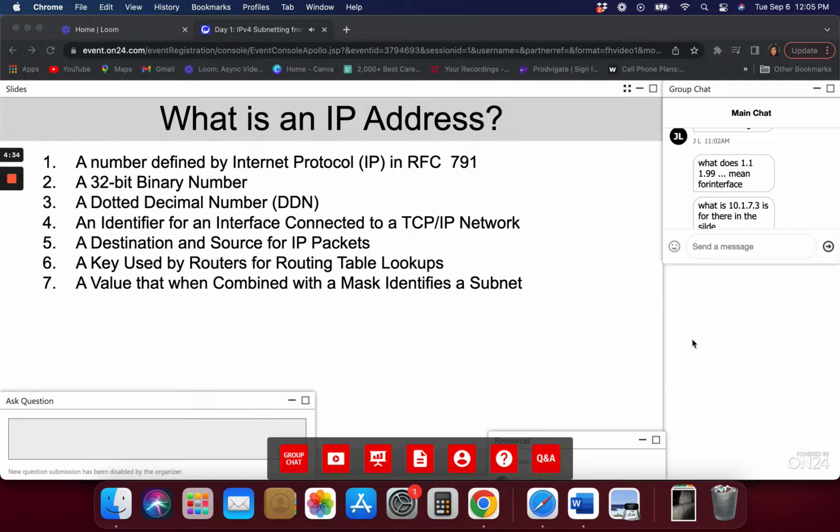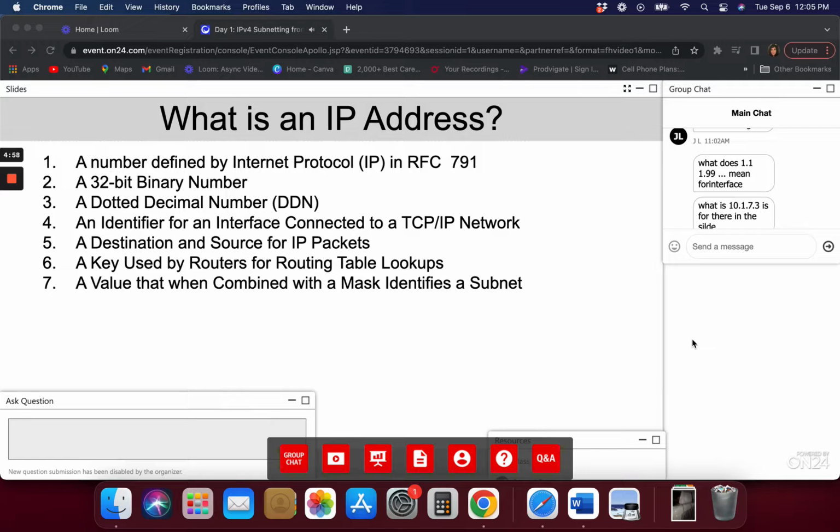You'll usually see them as item number 3, a dotted decimal number: a decimal number, dot, another one, dot, a fourth one, 4 octets, and a dotted decimal number. I'm sure almost all of you have seen them before, but that's how we represent the 32-bit binary number. Nobody wants to write or read a 32-bit binary number, so we use dotted decimal.